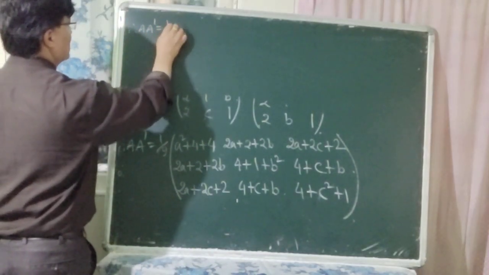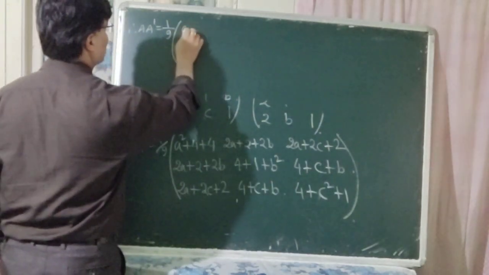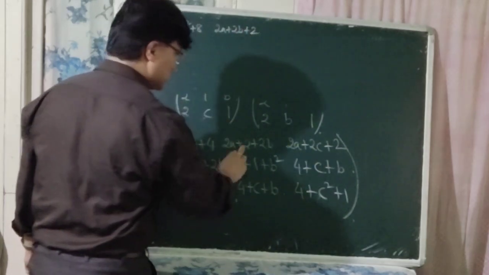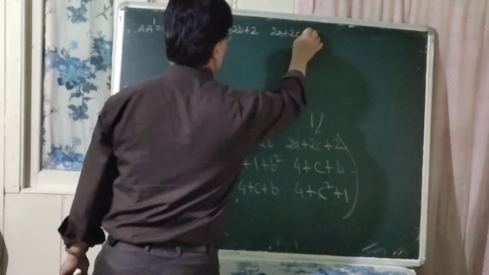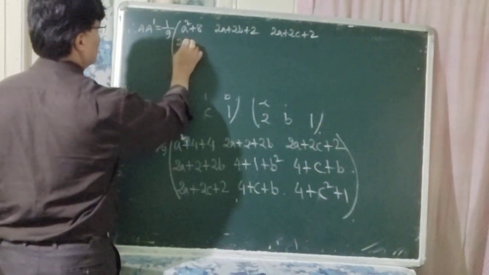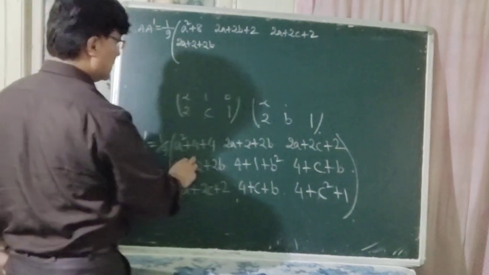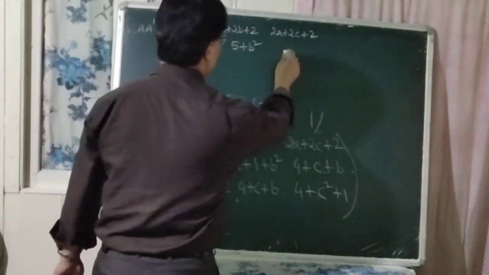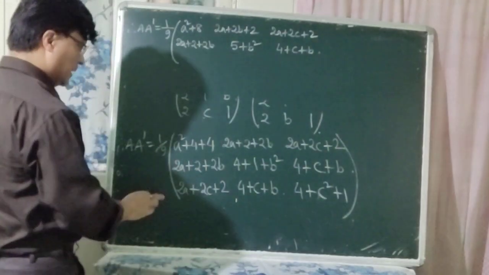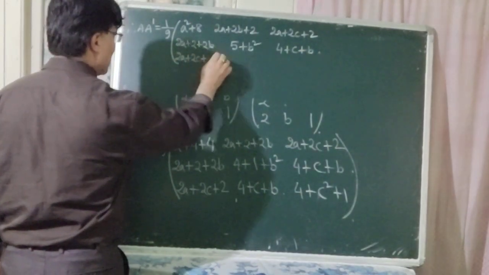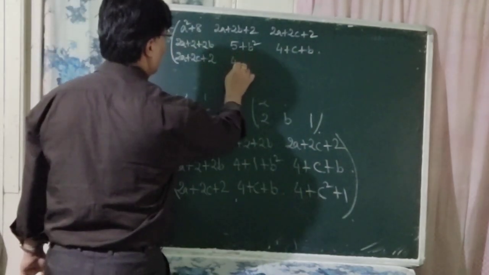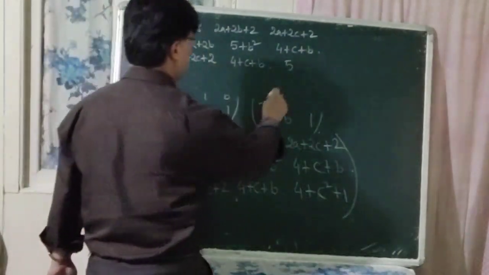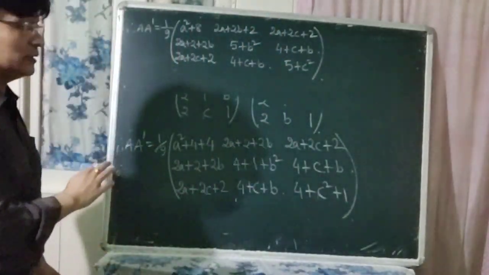Therefore, A dash is equal to 1 upon 9. So what is the first row here? A square plus 8. This is 2A plus 2B plus 2. Next, 2A plus 2C plus 2. Next, 2A plus 2 plus 2B. Next, this is 4 plus 1, 5 plus B square, right? Then this is 4 plus C plus B, 4 plus C plus B. Next one is 2A plus 2C plus 2. Next, 4 plus C plus B. Next one is 4 plus 1, 5 plus C square. So this is your A dot A dash.